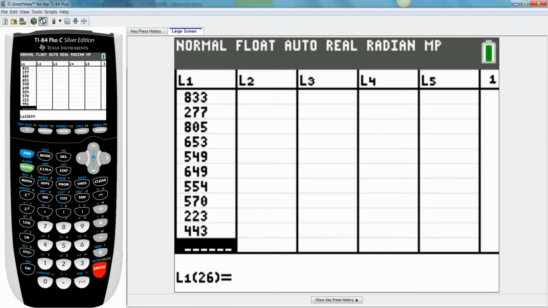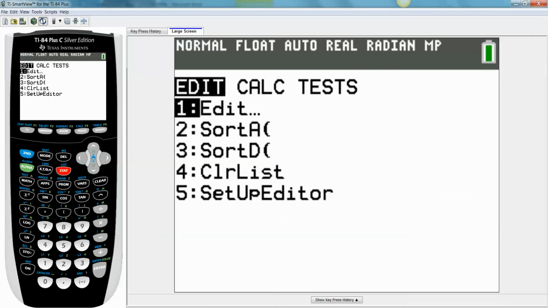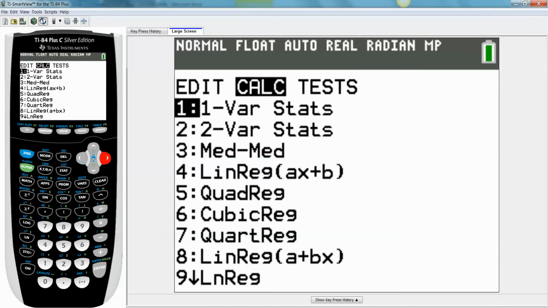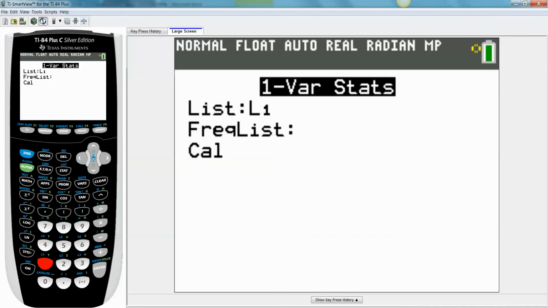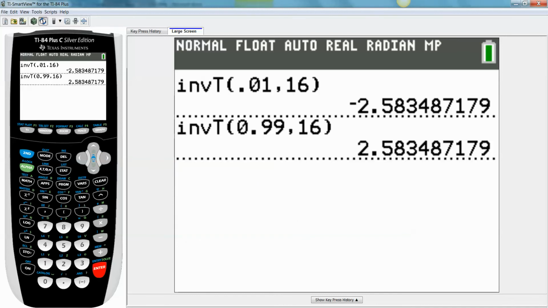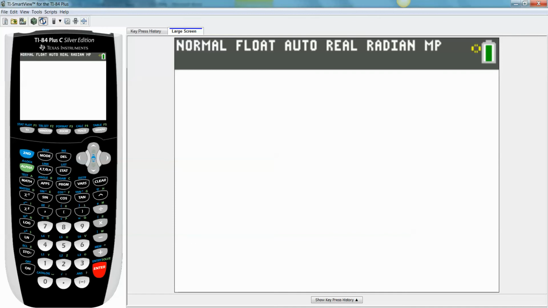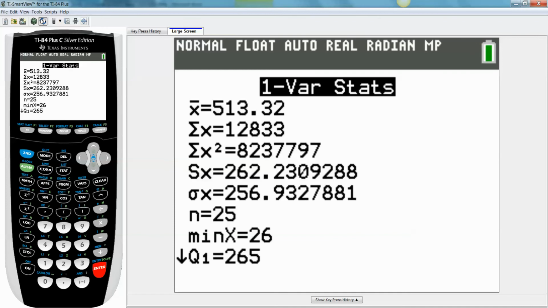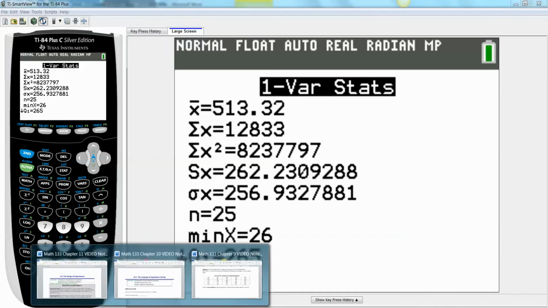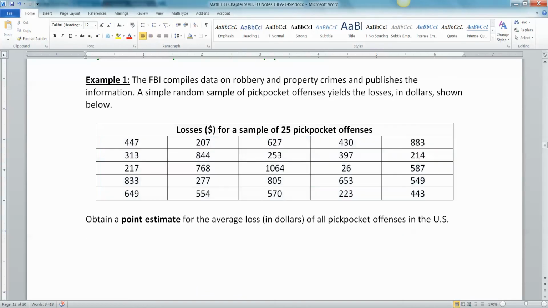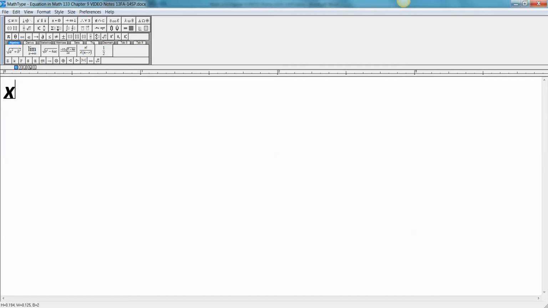So now I want to come up with a point estimate. There's a couple ways you can do this. The first way we learned back in chapter 3 is to just run one variable statistics on L1, leave your frequency list blank, calculate. There it is, 513.32. So there you go. That's your x bar. Now there's another way you're going to see to do it in a little bit, but let me show you that in a second.